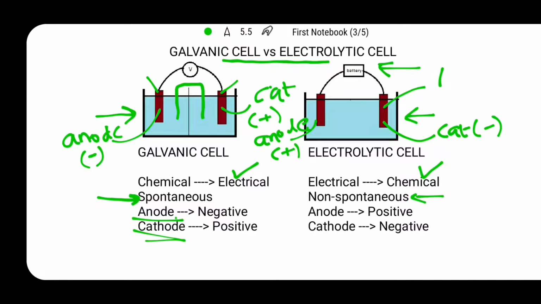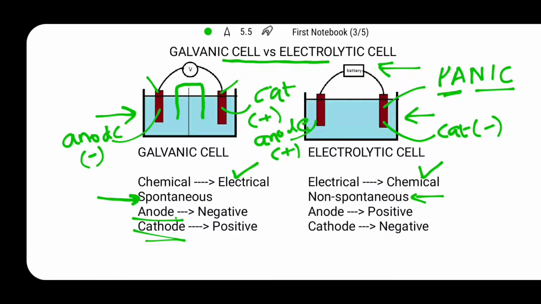This can get a bit confusing, so a good way to remember this is to remember the term PANIC. So don't panic, because we know that the positive is the anode in an electrolytic cell and the negative is the cathode in the electrolytic cell. And the opposite will obviously be true for the galvanic cell.